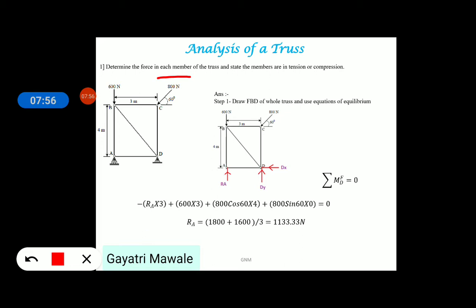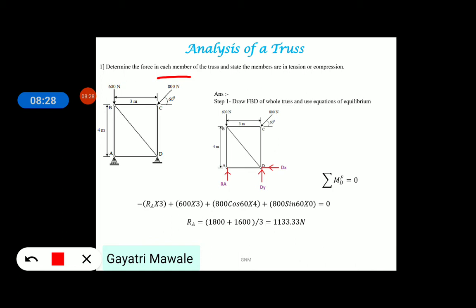At D joint, hinge support is there. For hinge, we have assumed one vertical and one horizontal reaction. Direction of reactions here shown are assumed by me. So our assumption may be correct, it may be wrong, that we will come to know after doing calculations. Now look at this FBD, and next we have to use equations of equilibrium for this FBD.